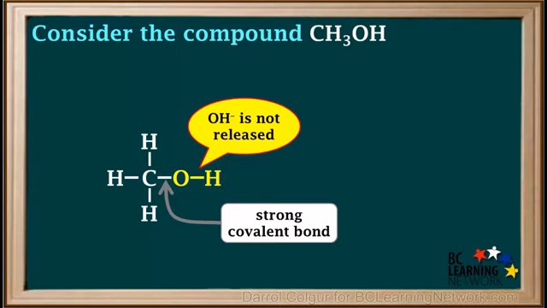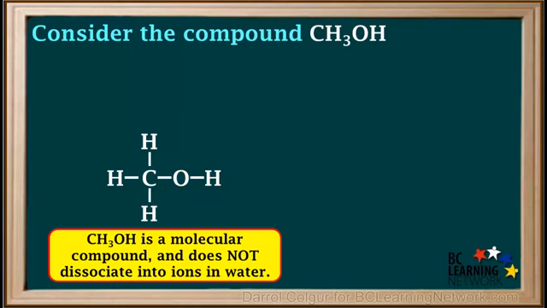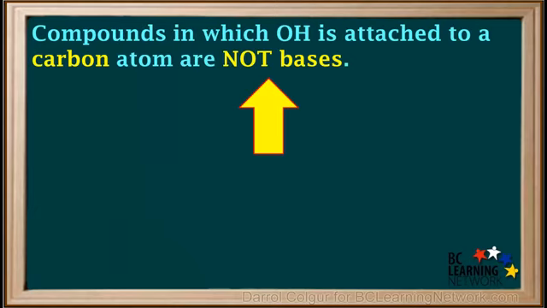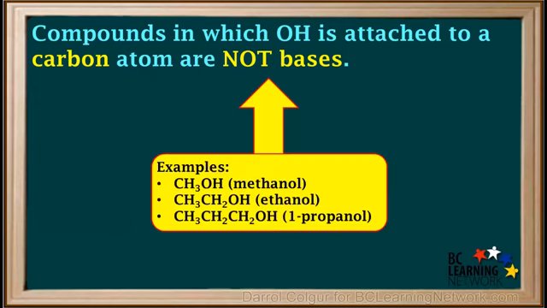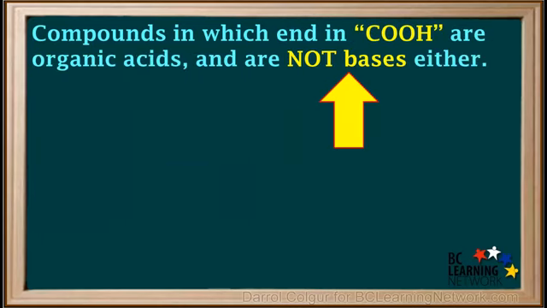Therefore, an OH- ion is not released by CH3OH in water, and neither are any other ions. All the covalent bonds in methanol are too strong to be broken by water. Methanol is a molecular compound that does not dissociate into ions in water. So we can now summarize by saying that compounds in which OH is attached to a carbon atom are not bases. Some examples of these are alcohols like methanol, ethanol, or 1-propanol. And remember, compounds whose formula ends in COOH are organic acids, and therefore are not bases either.